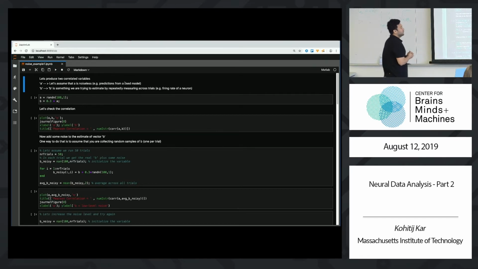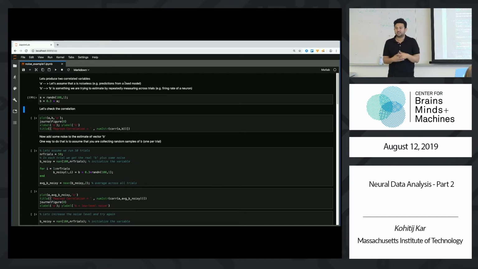We will assume some ground truth here: A and B are perfectly correlated if B could be measured to our best extent. So what I'm going to do is create an A that's a normally distributed random variable with 100 elements.